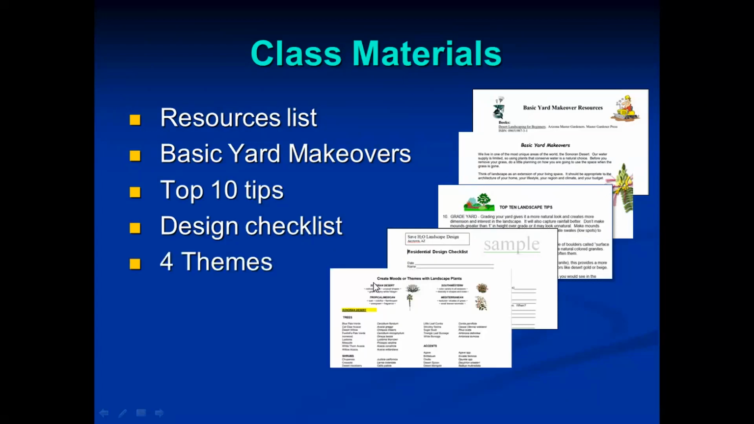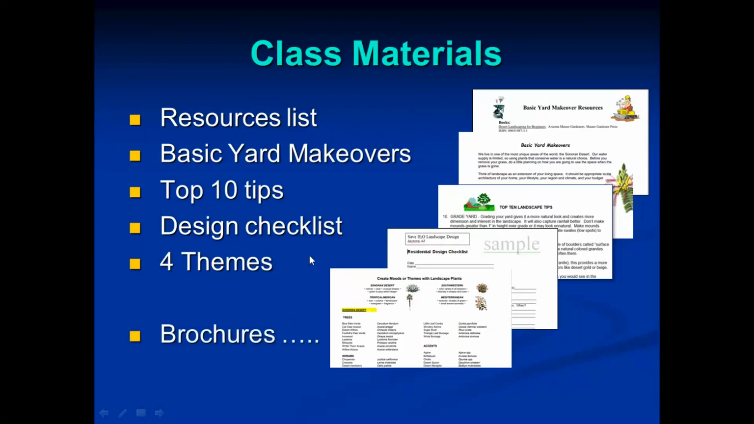And lastly, there's a document that has 4 landscape themes. One is Sonoran Desert, one is tropical and New Mexican, one is Southwestern, and the last is Mediterranean. And each page has a separate title. The one that's on the screen now is called Sonoran Desert. And it gives you the plants that you can use to create that theme. So that might be kind of helpful as you go along.